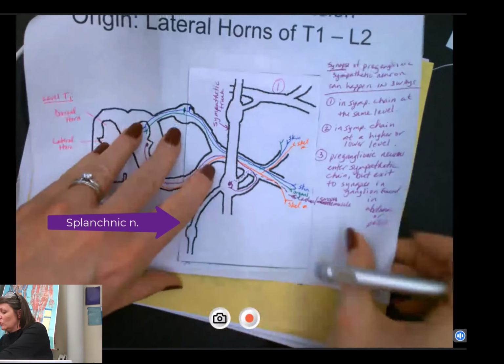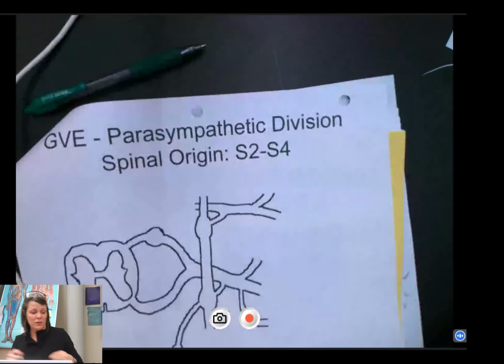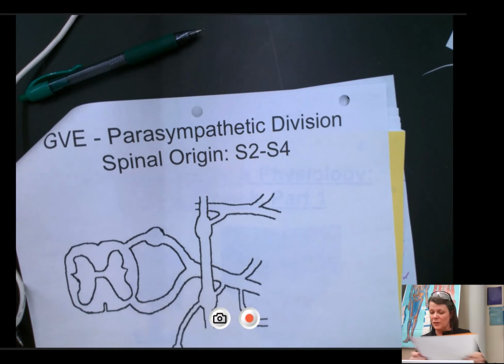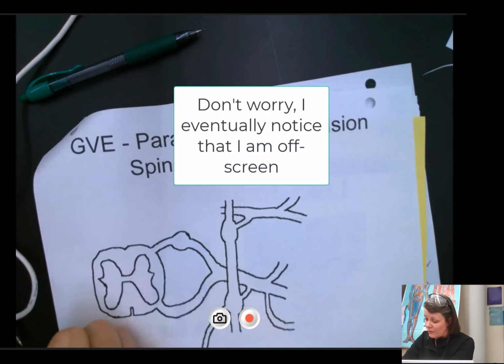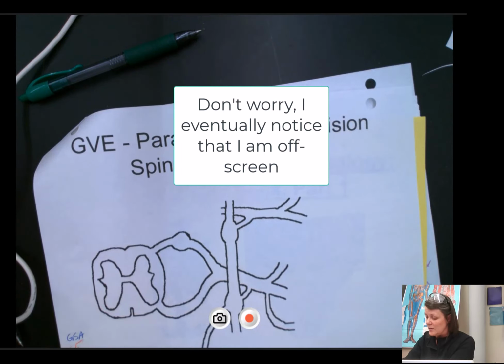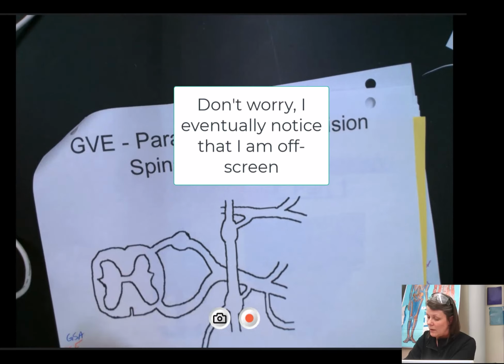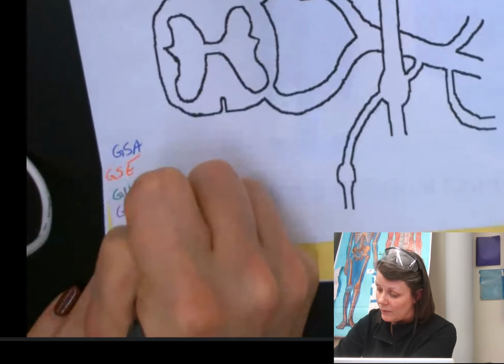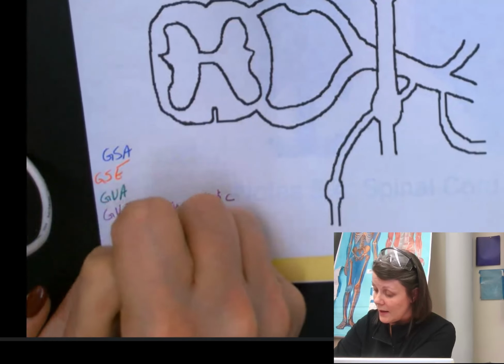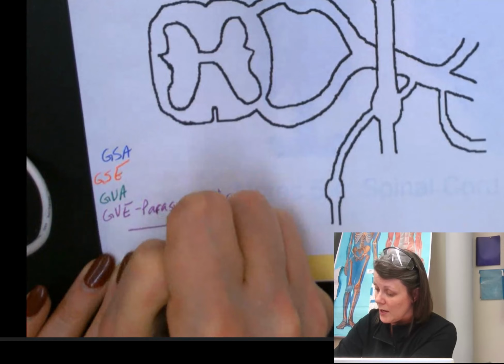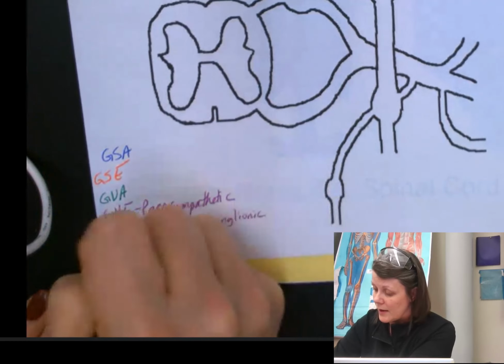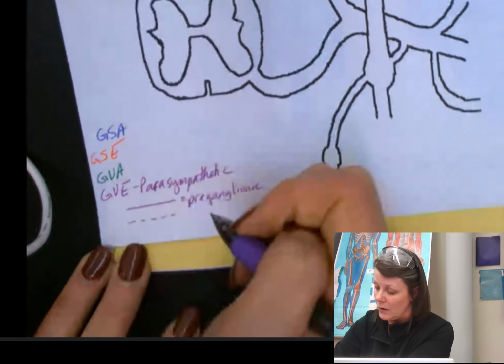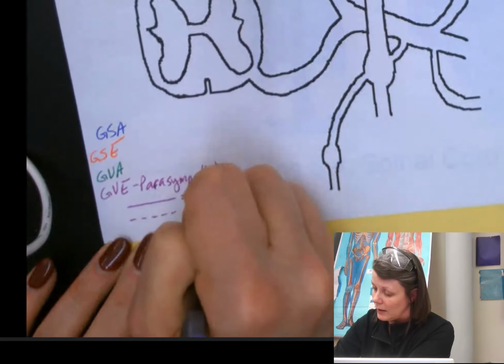Now I want you to go to page 37, which is going to be our parasympathetic division. With our parasympathetic division, we still have GSAs, and we still have GSEs, and we still have GVAs, and this time our GVE is our parasympathetic. And again, I'm going to use a solid line to represent my preganglionic neurons, and then I'm going to use my dotted line to show my postganglionic.